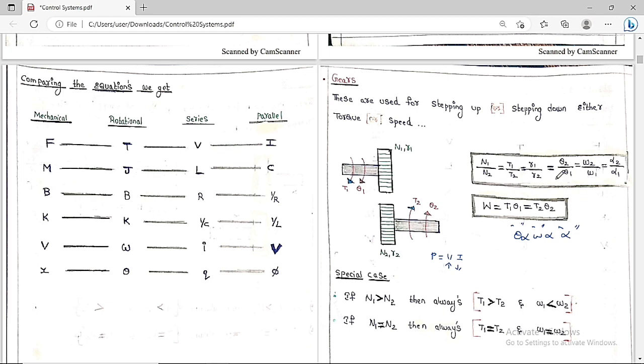In simple words, I can say only one thing: torque and speed are always inversely related. If one is increasing, the other will decrease. If one is decreasing, the other will increase. So these things you always have to keep in your mind.